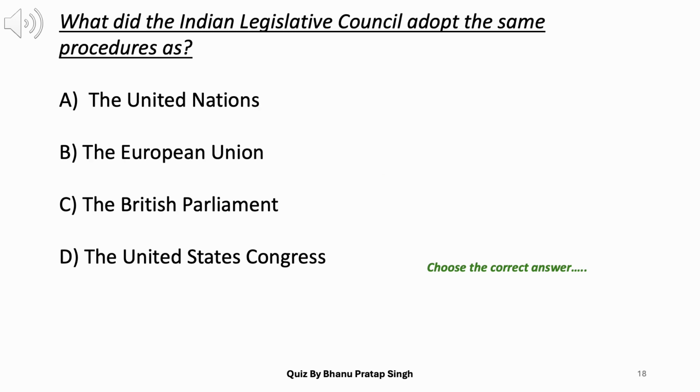18. What did the Indian Legislative Council adopt the same procedures as? A. The United Nations. B. The European Union. C. The British Parliament. D. The United States Congress.